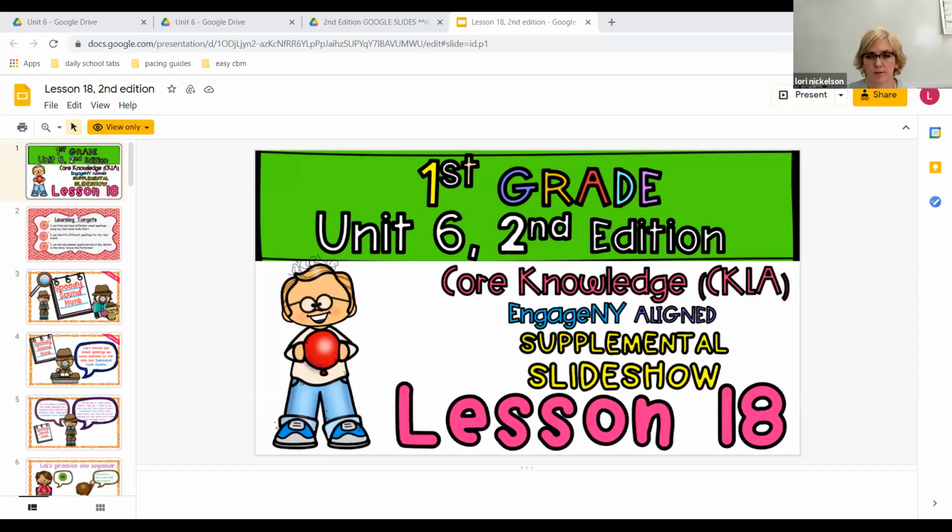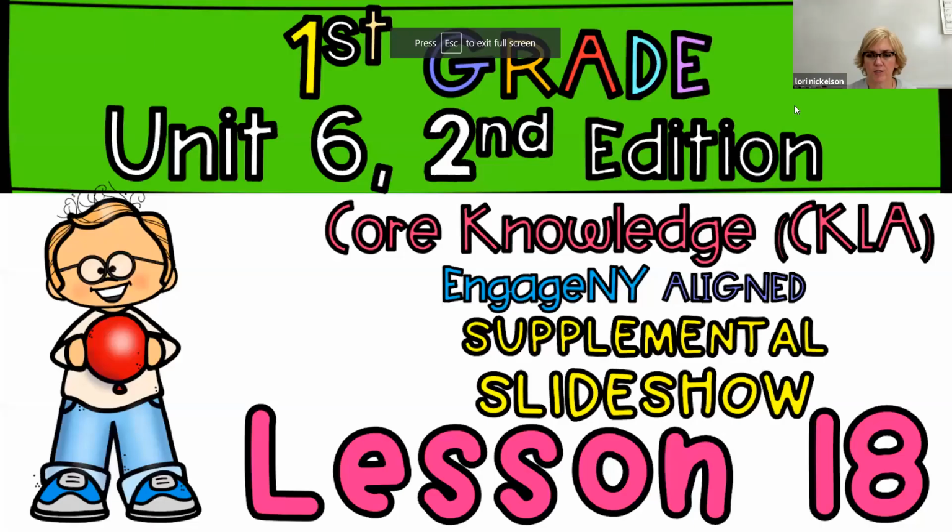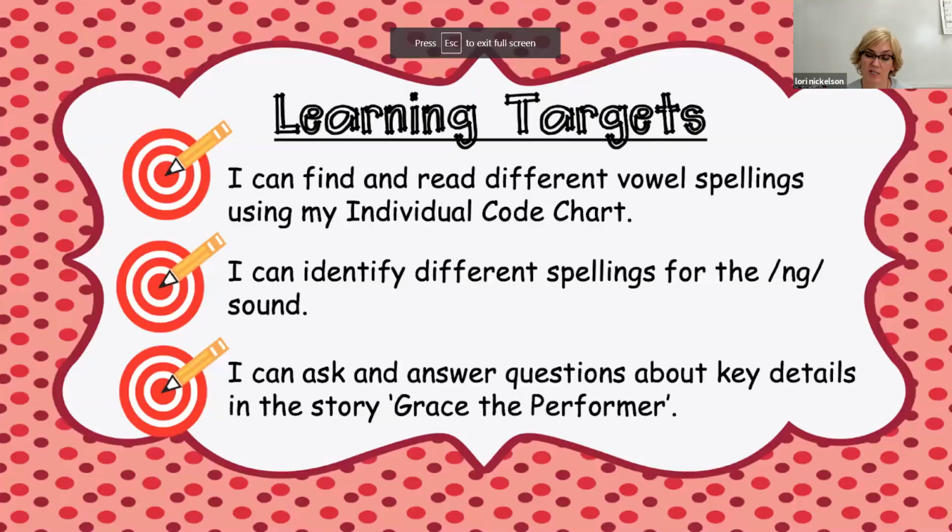All right, present mode there. Lesson 18. Our learning targets today: I can find and read different vowel spellings using my individual code chart. Well, guess what? We don't have that, do we? I can identify different spellings for the ng sound, spelled with ng. I can ask and answer questions about key details in the story, Grace the Performer.